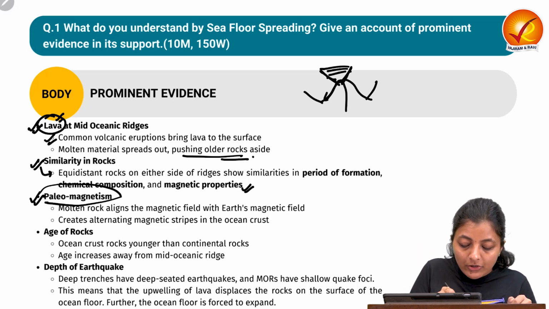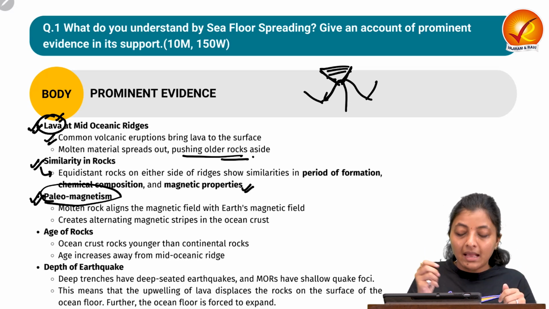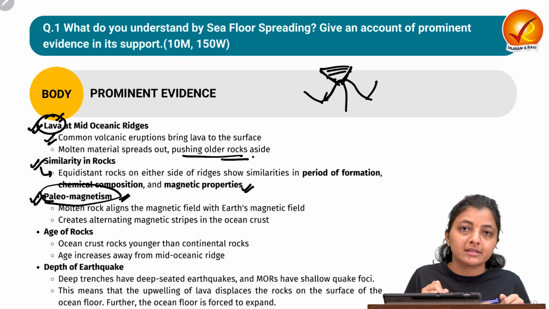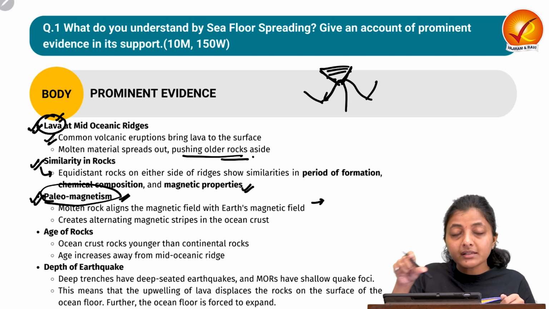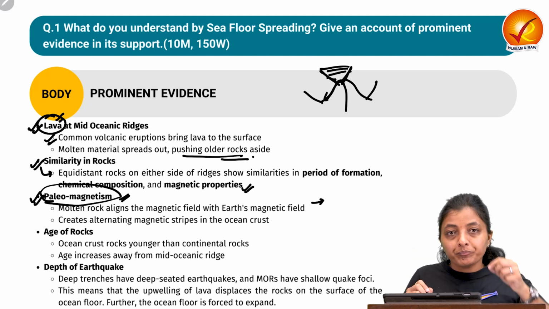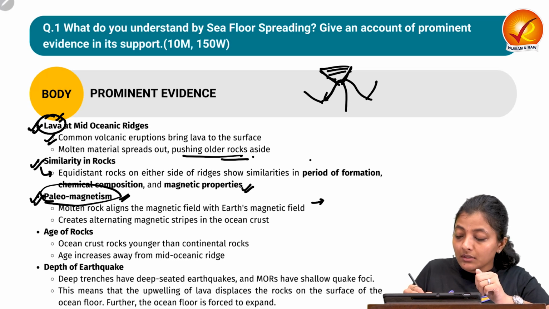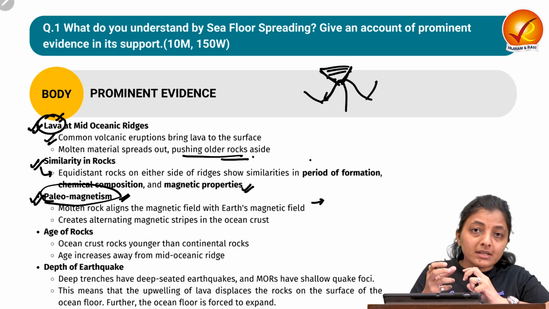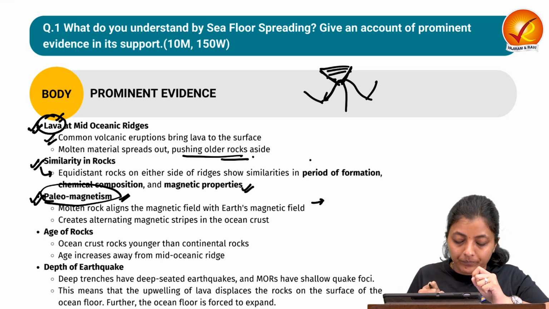Next is about paleomagnetic properties. Rocks that formed at the same time have the same paleomagnetic properties. Like in the previous lecture we have seen that there are reversals of the magnetic field or the magnetic lines direction on the rocks which got solidified or cooled down with time.